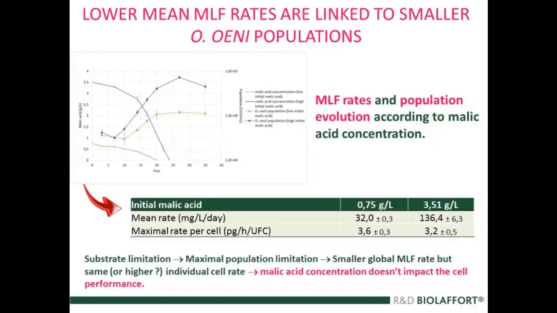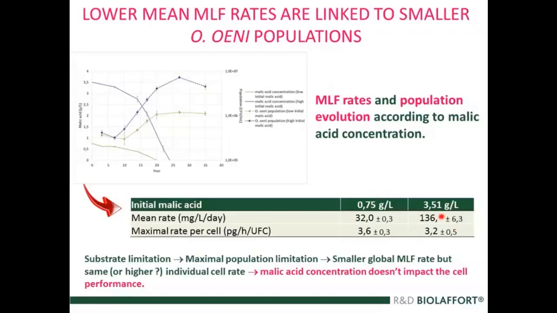And we continued by calculating the maximal rate per cell. We already had the mean rate, and again showing that the rate is lower when you have a lower initial malic acid concentration than when you have a higher malic acid concentration.